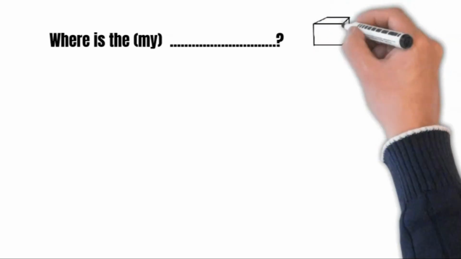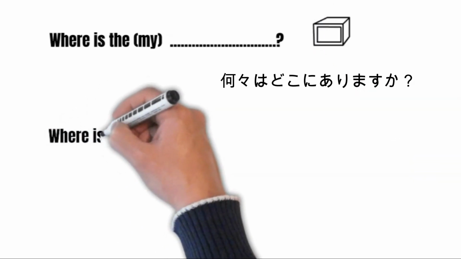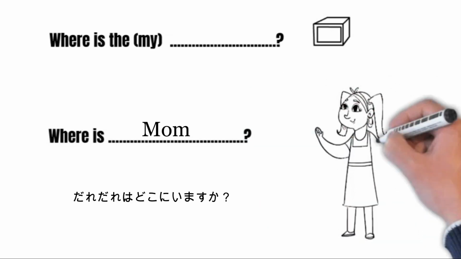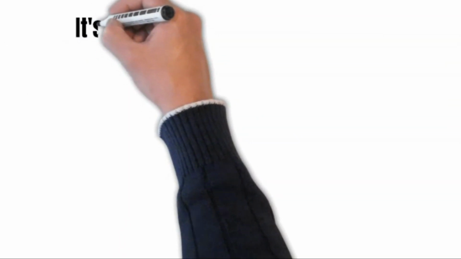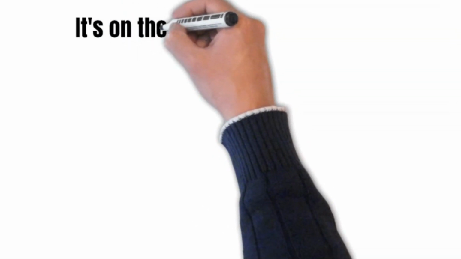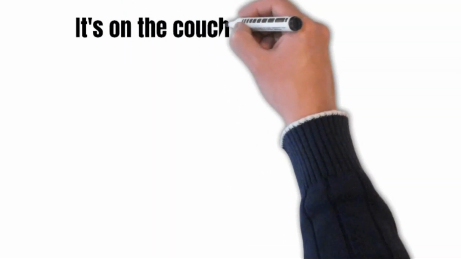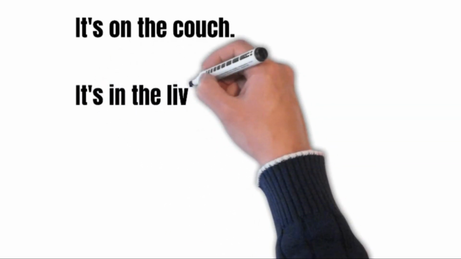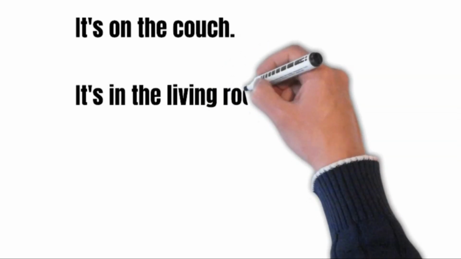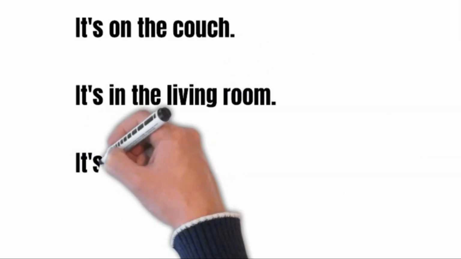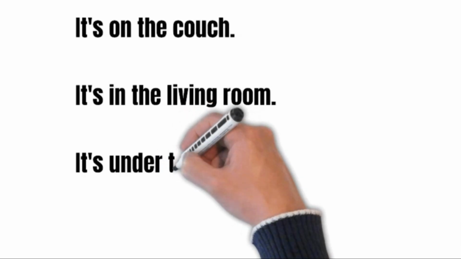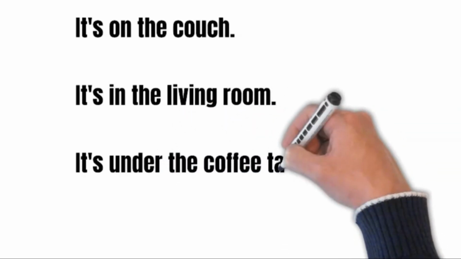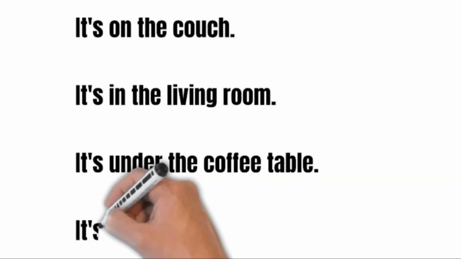Where is the box? Where is my box? Where is Mom? It's on the couch. It's in the living room. It's under the coffee table. It's next to the lamp.